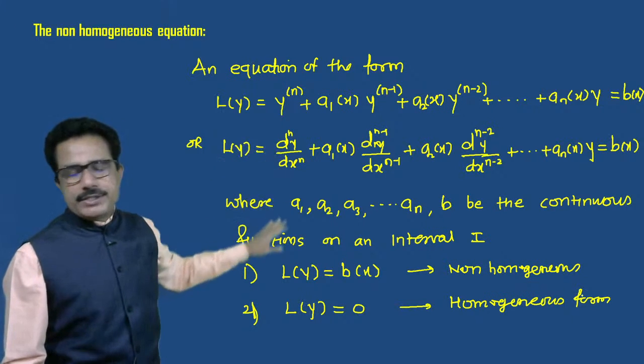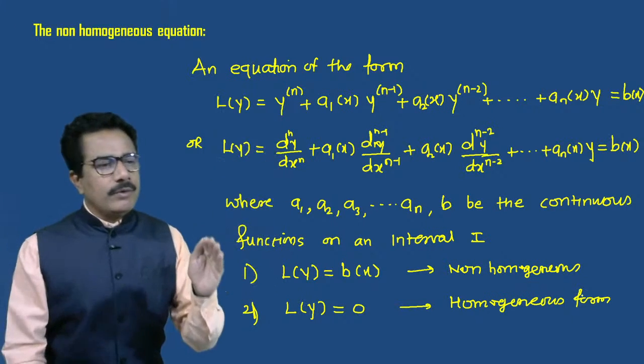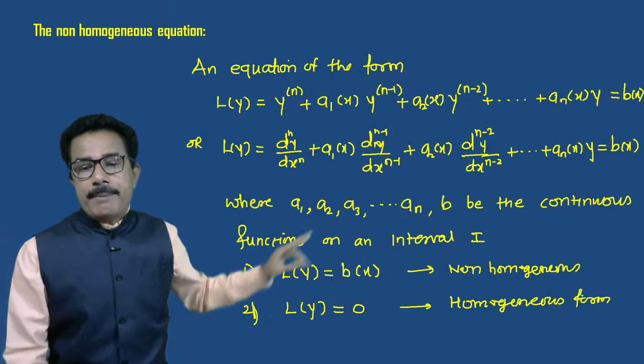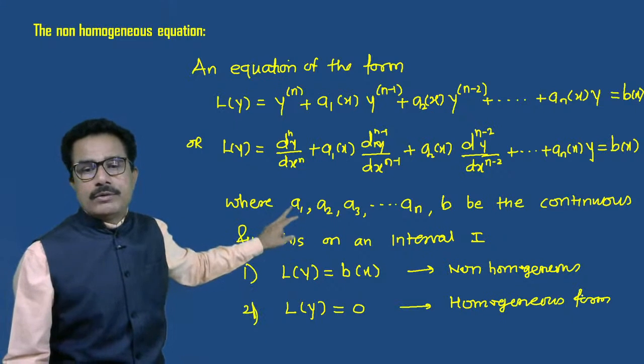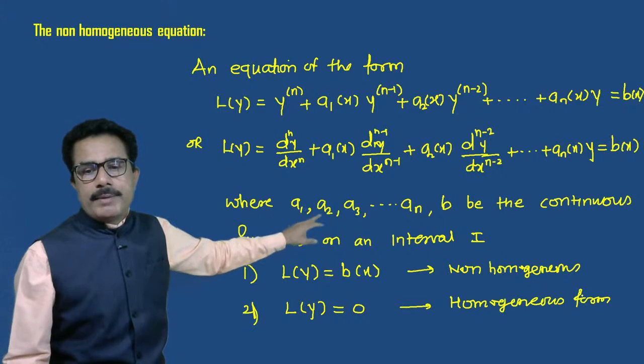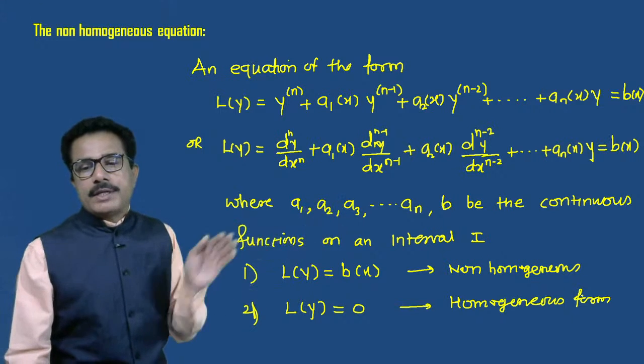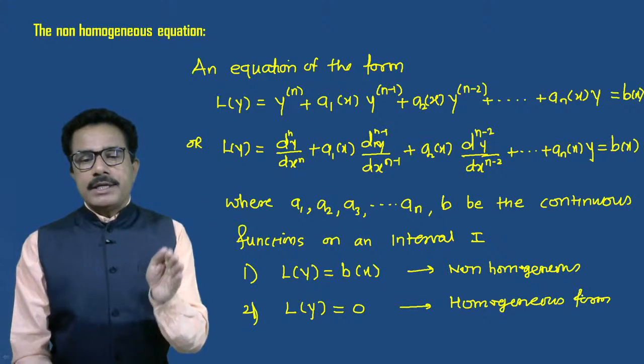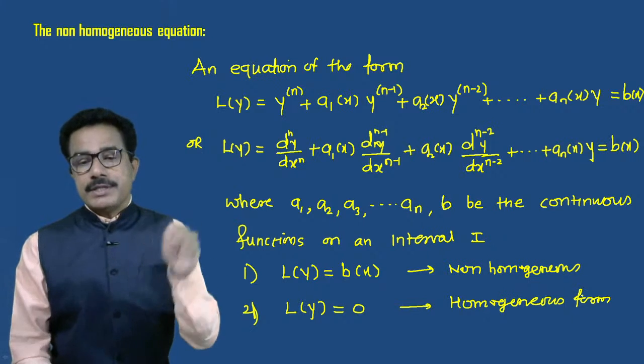So we can write this in this way, the equation of homogeneous differential equation. यहाँ पे सबसे important बात क्या होती है इस here? A1, A2, A3 dot AN, B are continuous functions of x.